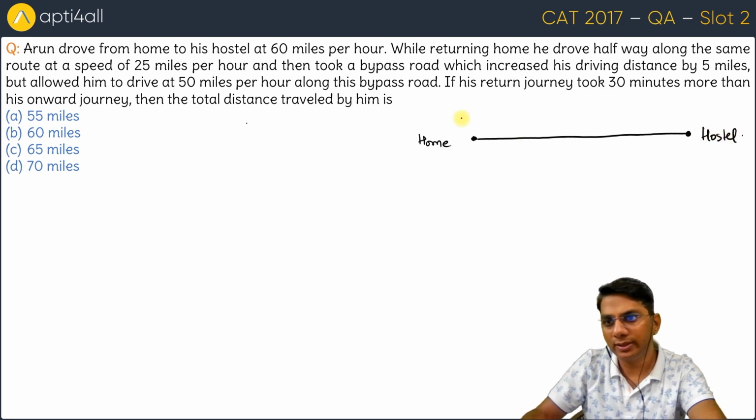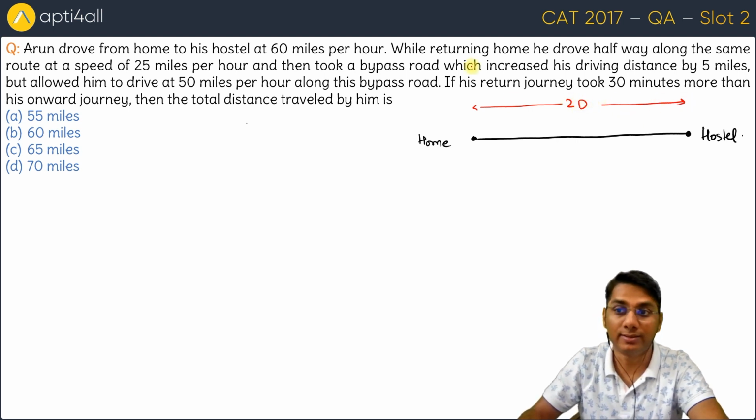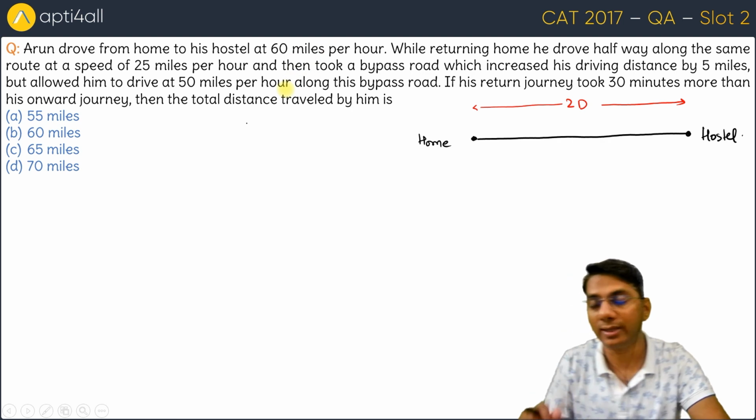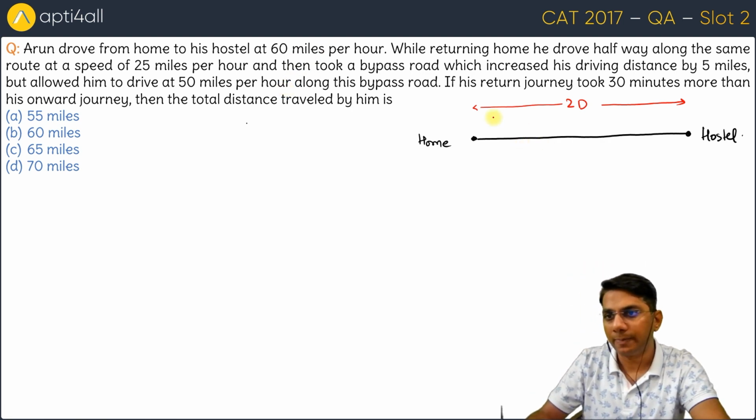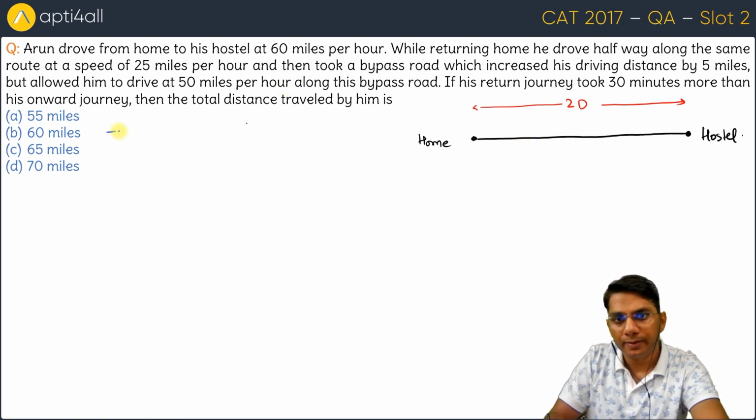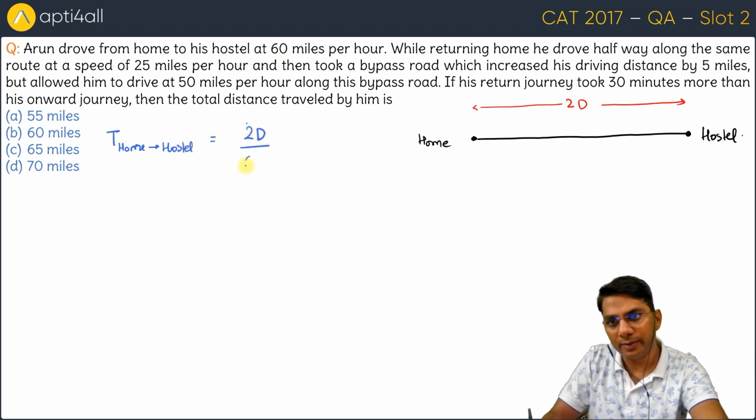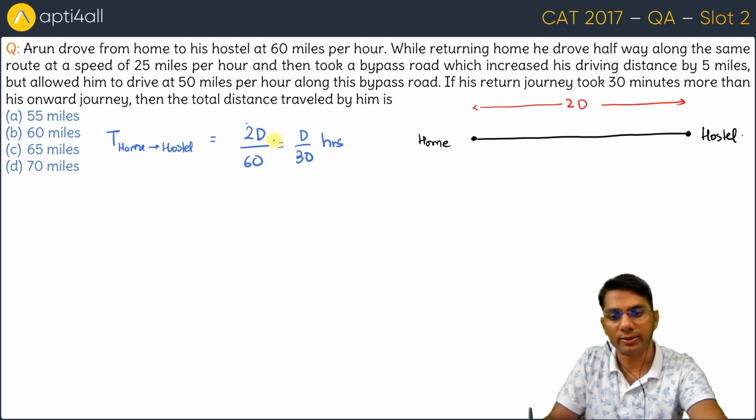Let's say the total distance from home to hostel is 2d miles, since speed is in miles per hour, so let's take it as miles. So the time taken while going from home to hostel is 2d, the distance, divided by speed, which is 60. So this is d by 30 hours. This is the time taken to go from home to hostel.